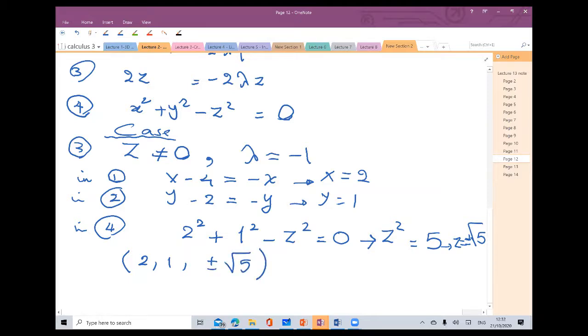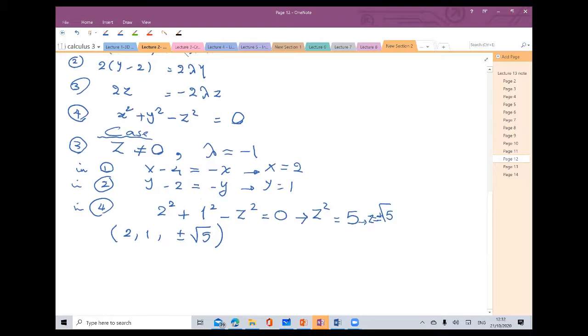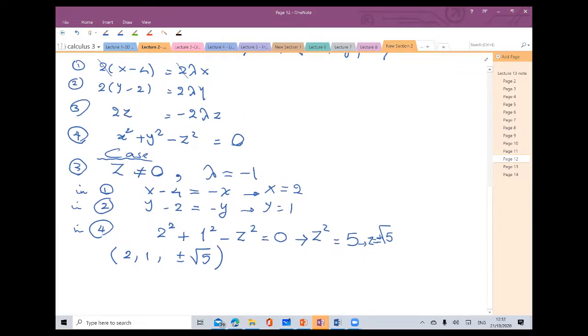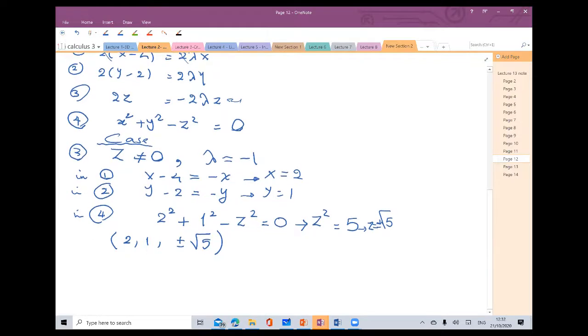But this is a good observation that you did, Carolus. You observed that equation 3 is the simplest. From this one, I got a value for lambda, plugged it in the others, and I got my point.